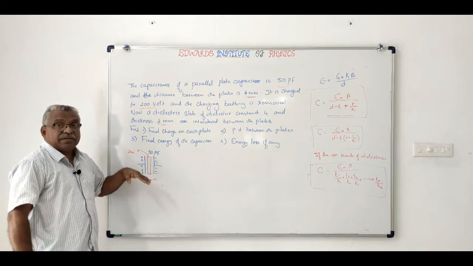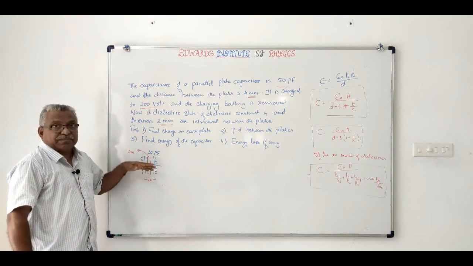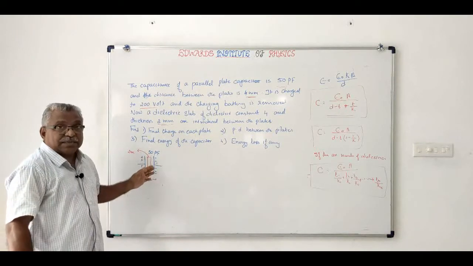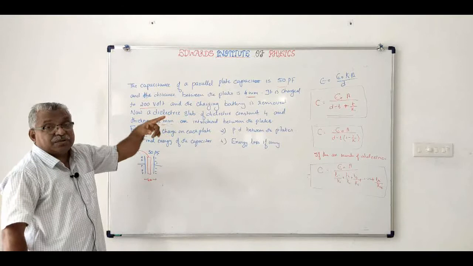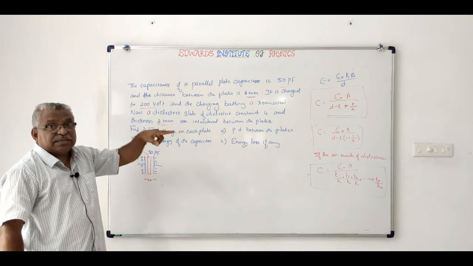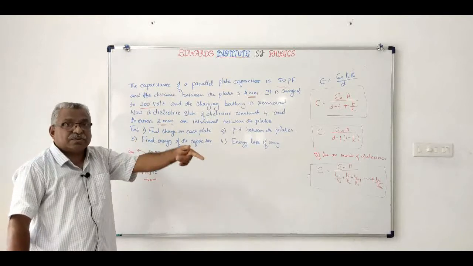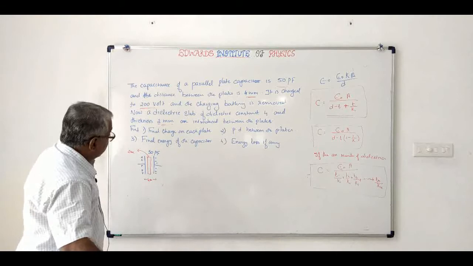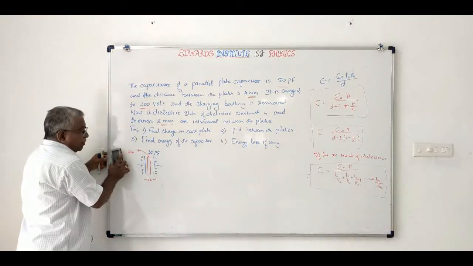What will differ? The potential difference will differ, because when you introduce a dielectric, the capacitance changes, and Q is equal to C into V. So when C changes, Q remains constant, V will also change. Okay, now let us see what data is given, then we will do this problem.